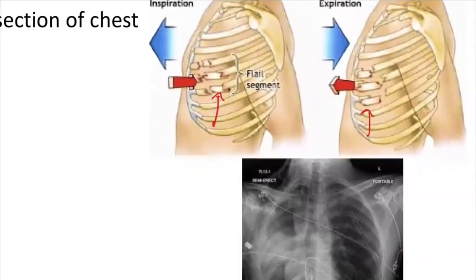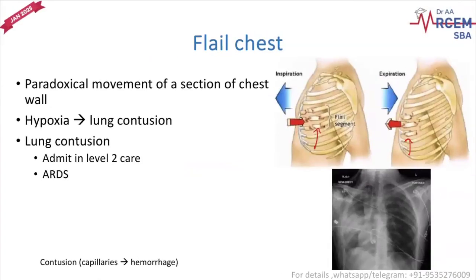Rest of the chest comes inwards, that is, the rib cage comes inwards. So the movements are going on in opposite directions. That's why we call it paradoxical movements. This itself will not cause hypoxia. If the patient has hypoxia because of a flail chest, you need to suspect that there is an underlying lung contusion which is present.